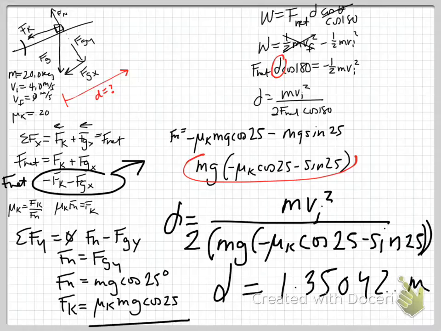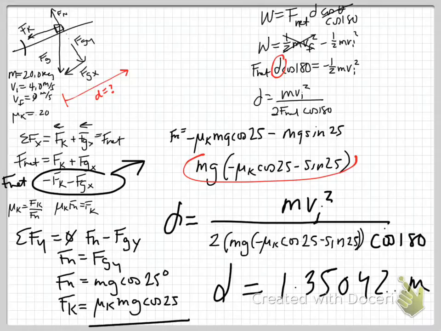I just got confused with the whole... There, I forgot the cosine of 180. What that does is it gets you a positive distance. Because your forces are all negative, you're multiplying the whole thing by -1. So then that gets you a number for distance that's positive because it's going upslope before it slides back down.